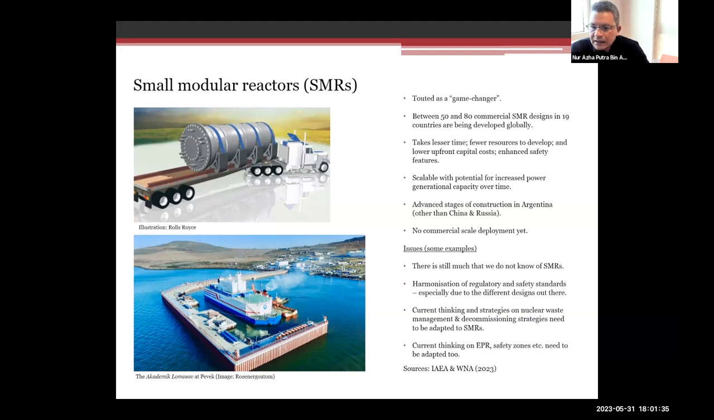There is no commercial scale deployment yet. Other than the ones currently being constructed in Argentina, China, and Russia, there are no SMRs in operation. Because of that, there's still much that we do not know about SMRs, right? And this poses some issues from a governance point of view. Issues such as how do you harmonize regulatory and safety standards, especially when you consider that there are many designs out there. Current thinking and strategies on nuclear waste management and decommissioning need to be adapted to the context of SMRs. And the current thinking on EPR, safety zones, and so on and so forth, need to be adapted as well, right?